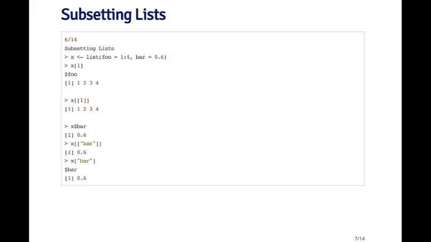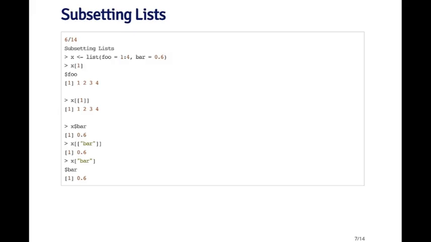I can extract the first element using the single square bracket, and remember the single square bracket always returns an element that's the same class as the original. So if x is a list, then x bracket 1 is going to be a list too. So what I get back is a list that has an element called foo, which is a sequence 1 through 4. Now if I use the double bracket, then if I say x double bracket 1, what I get back is just a sequence 1 through 4. So the difference here is that in the first example, I got a list that contained the sequence 1 through 4, and in the second example, I got just the sequence. That's the difference between the single bracket and the double bracket operator.